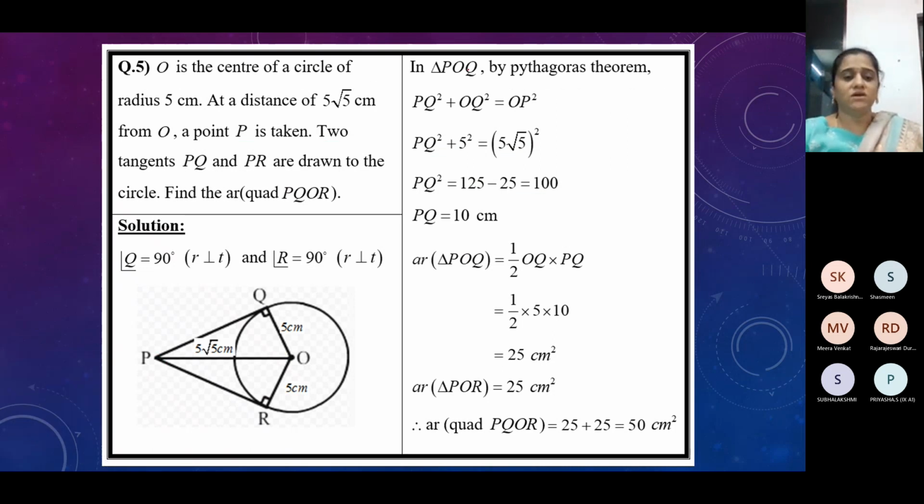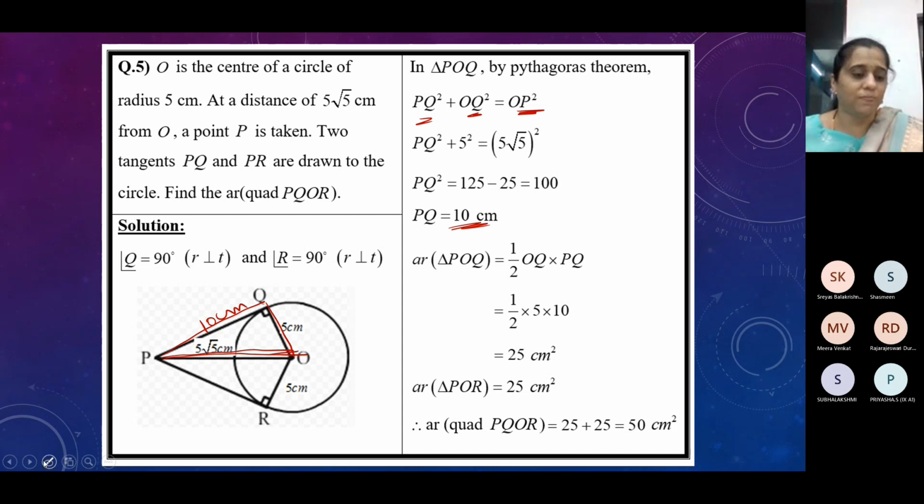That's what you see here. In triangle POQ, by Pythagoras theorem, we found PQ is 10 centimeters. You can see how it has worked. OP is the hypotenuse. So OP square, you can see here. PQ square plus OQ square is equal to OP square. This is the hypotenuse. Then I've substituted.